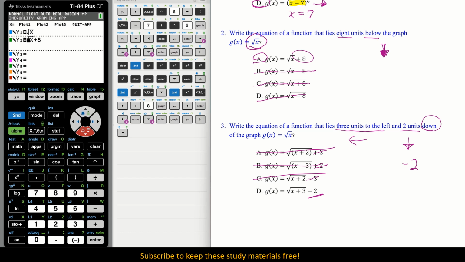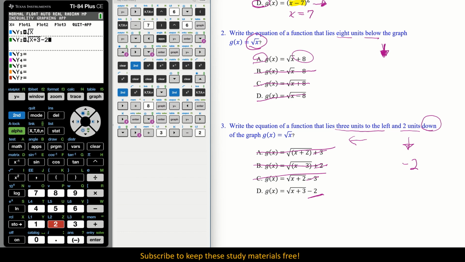Now, notice we haven't checked underneath the radical, but it says 3 units to the left. And this would be to the left. That would be x equals -3. Okay, so we go over here, go there, see, and it's letting us go underneath the radical, so we can say +3, but you need to go over and say -2.